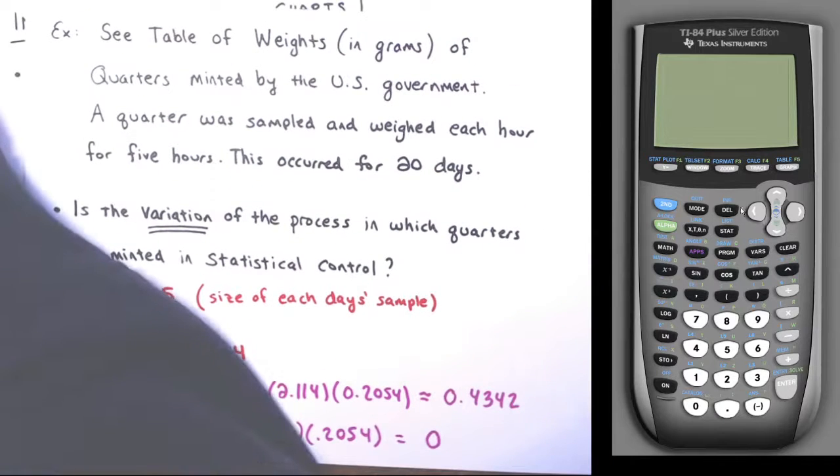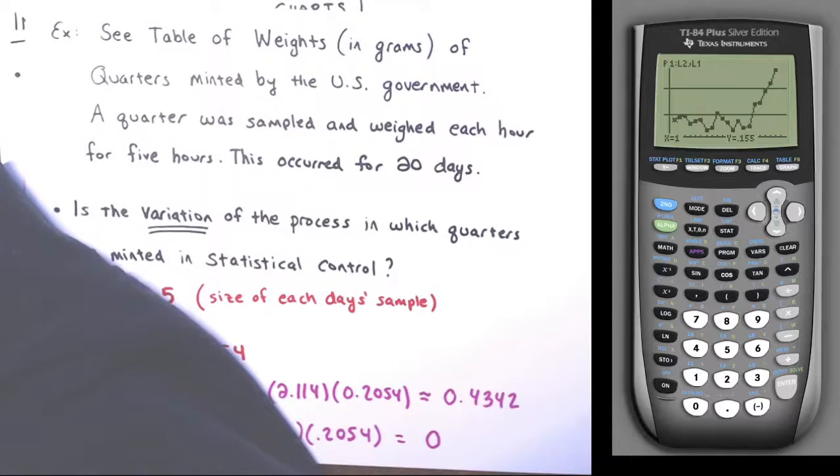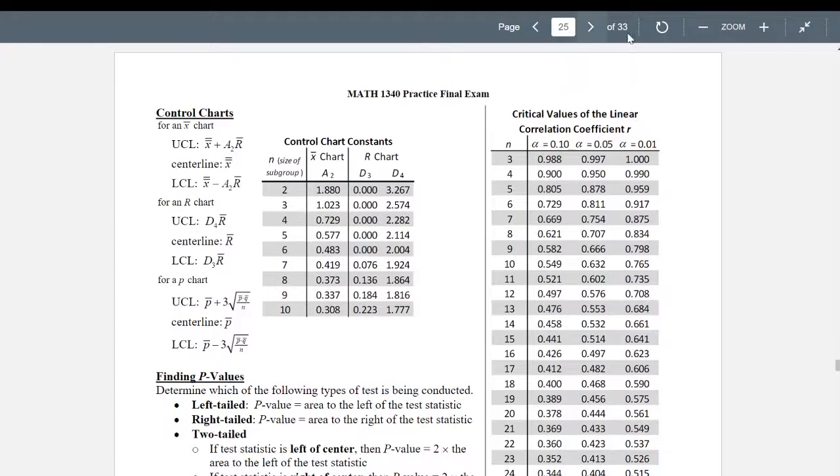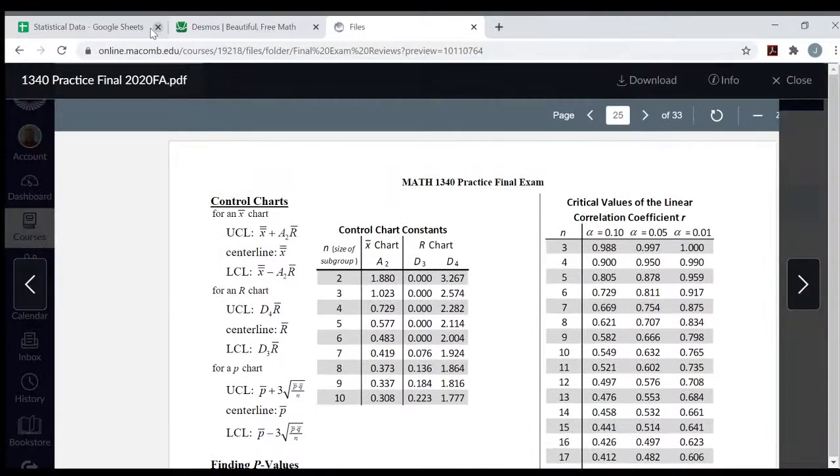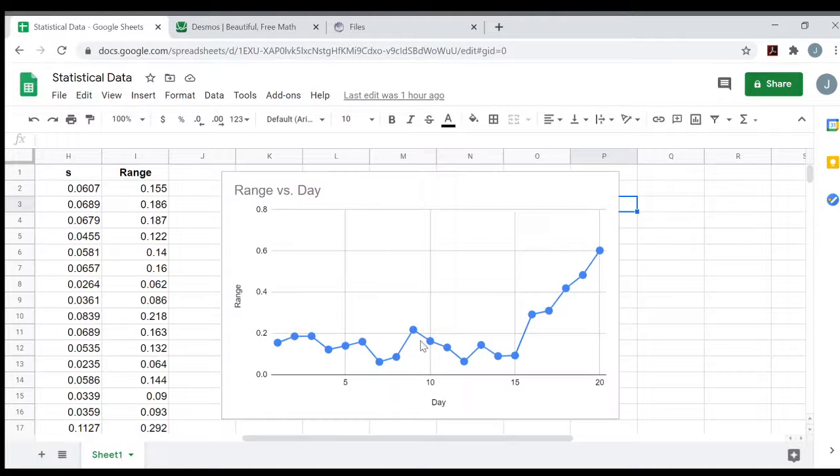And again, how to make it on your calculator. You can make the same chart. Now, I didn't have the control limits and whatnot, but how to make the same chart here, right? You just insert a chart with range versus day, and that is what I have in here. And again, no matter what chart I was looking at, I would have said that the variation wasn't in control, wasn't stable.